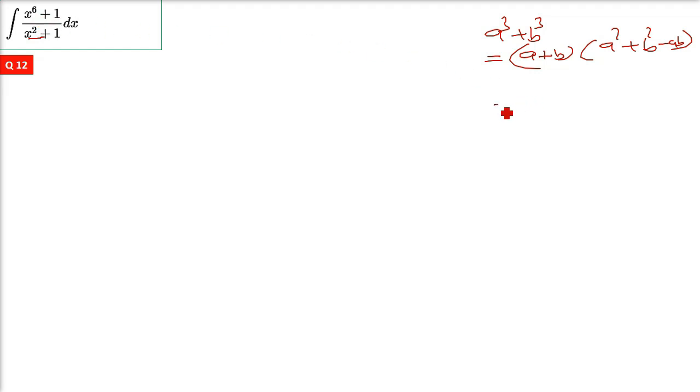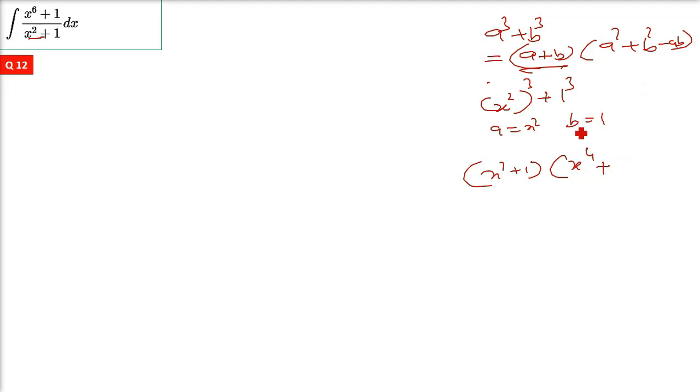But this x to the power 6 can be written as x square to the power 3. 3 and 2 will get multiplied. And 1 cube you can always write as 1 cube. 1 to any power is 1 only. So a we will take as x square, b as 1. So what is the formula? The formula will be x square plus 1, because a is x square, b is 1. Then a square plus b square minus ab: x raised 4 plus b square, that is 1, minus ab, minus x square. Okay, what do you get? Because we have already used this formula a cube plus b cube. Let us simplify it.